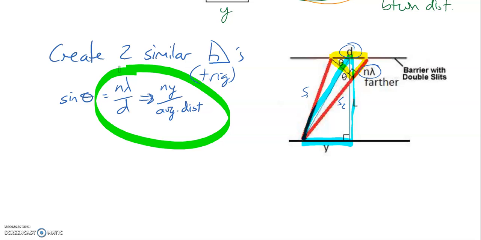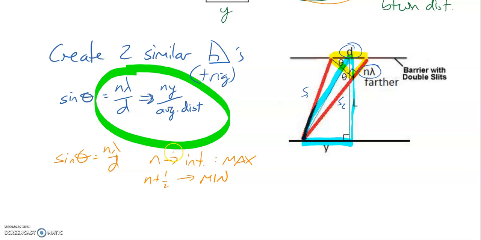First of all, we can look at the sine theta part. Sine theta is equal to n lambda over d, and we can do the same thing we did before. If the n value is an integer of some kind, this gives us a maximum. If it's n plus a half, this will give us a minimum, just like the stuff you guys did before. All right.